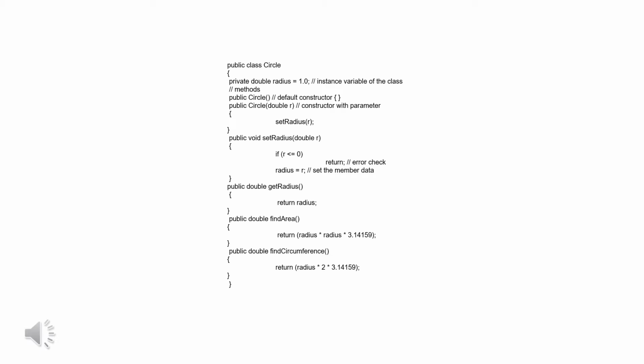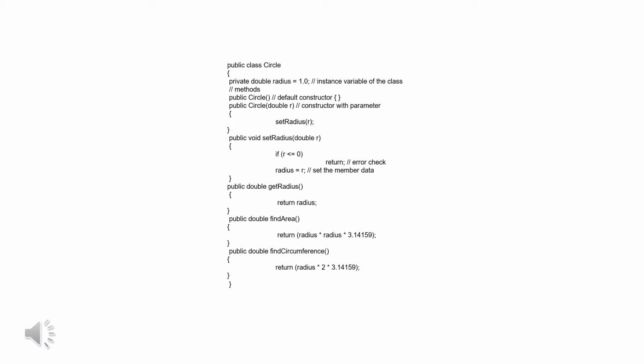I'm going to explain more about constructors in the next slide. So don't worry if you don't know constructors, but probably the majority of you know because it actually works the same as constructor in C++. Then as you see, we have 4 methods: set radius, get radius, find area, and find circumference. So these are methods, they do some actions.